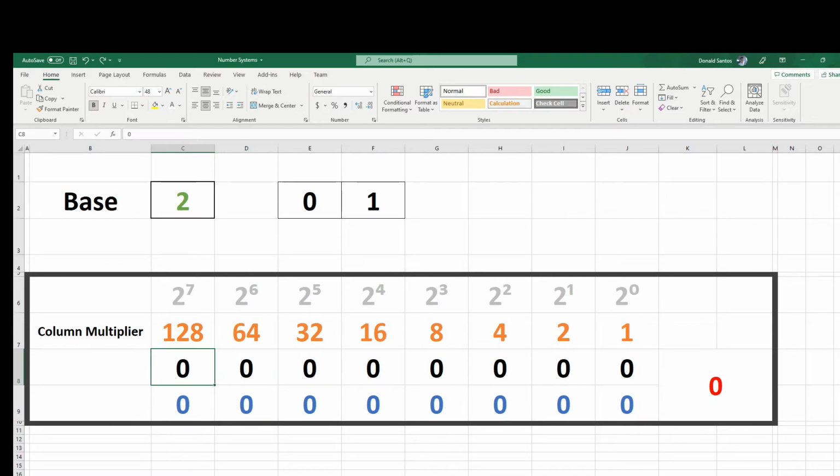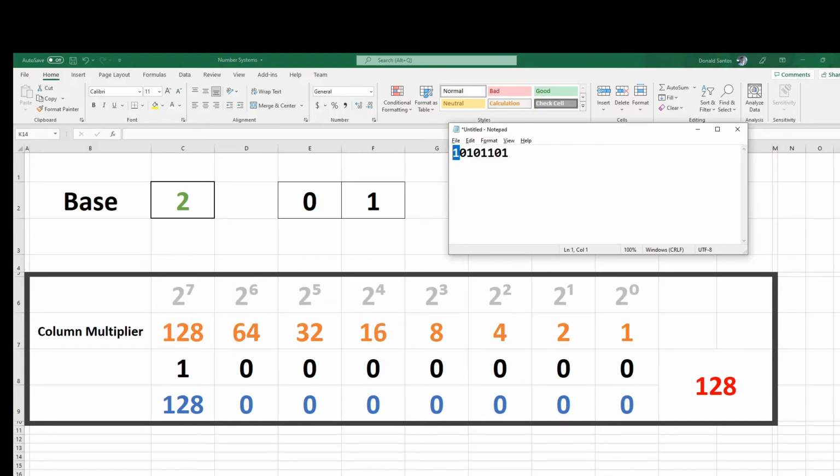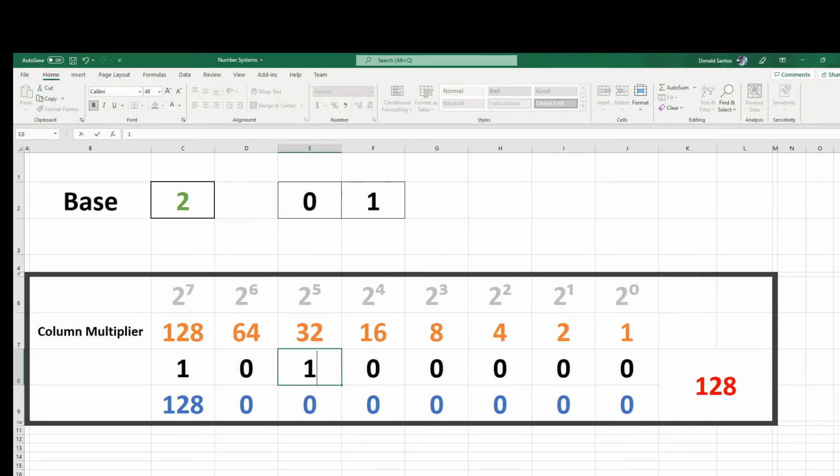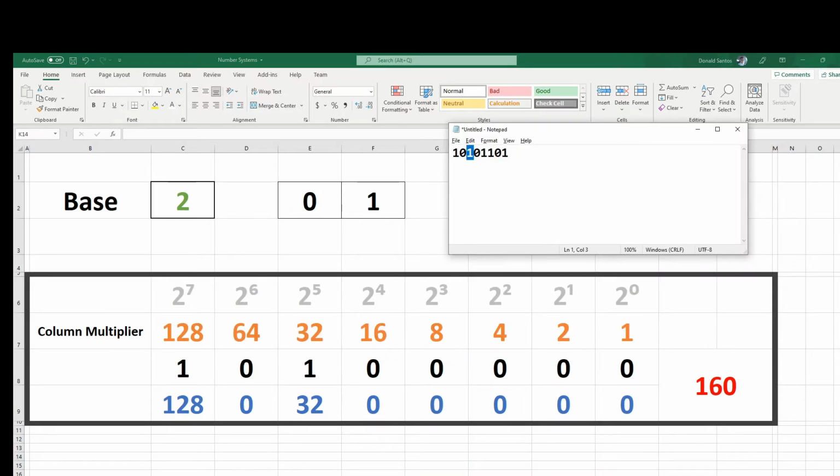So the first one is a 1, and I know that's going to be 1 times 128 because we multiply down. And as you can see, so far it's 10000000. If that were the number that we were looking for, the answer would be 128. We do not have a 64, but we do have a 32. Put a 1 in there, and it added across, so now it's 128 plus 32, which is 160. So we continue to do that.